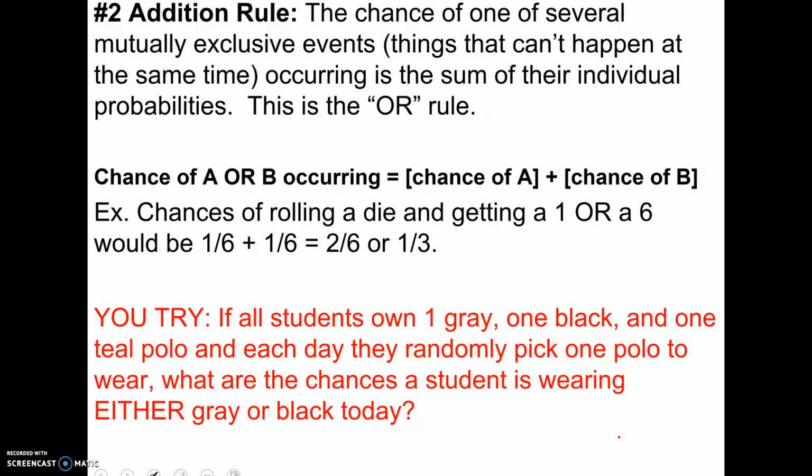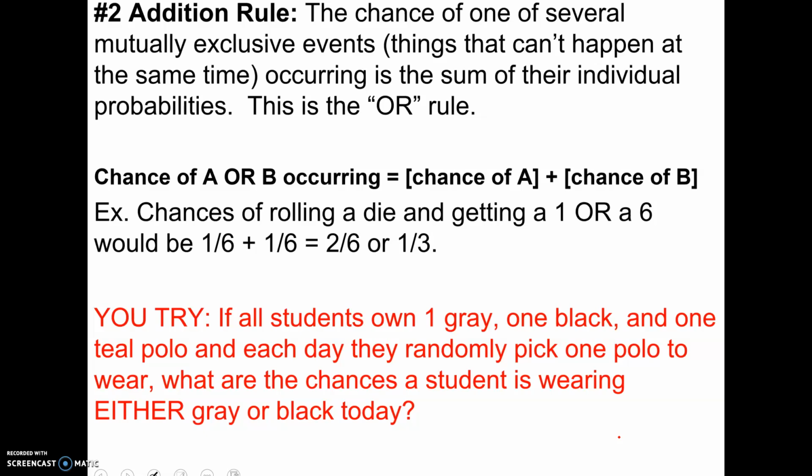All right, our second one, the addition rule. You're not as likely to use this one, but I will show you. It says that the chance of one of several mutually exclusive events, things that can't happen at the same time, occurring is the sum of their individual probabilities. This is also called the OR rule. So what are the chances of either A or B happening?